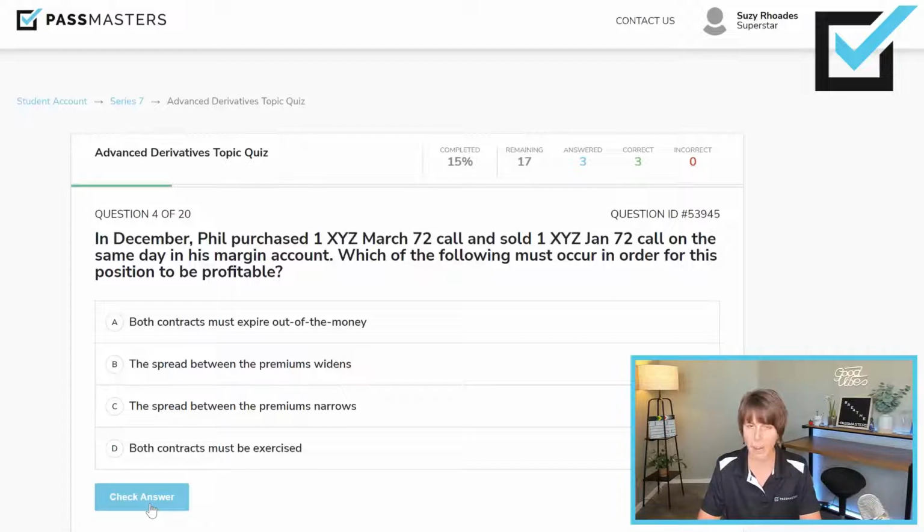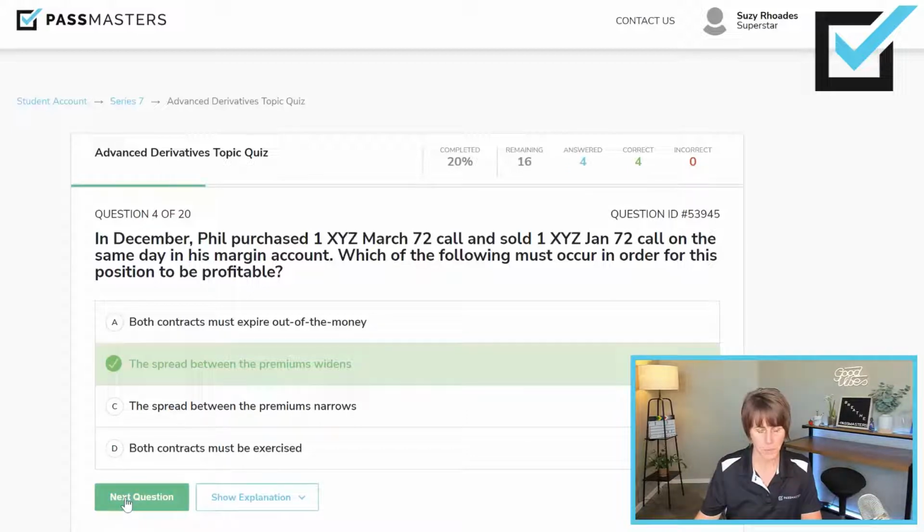Both contracts must expire out of the money? No. The spread between the premiums widens? I like that. The spread between the premiums narrows, or both contracts must be exercised. We want, in this question, the spread between the premiums to widen. Because the strike price on both of these contracts is the same, there is no benefit in having both of the contracts exercised. Normally, when we have a debit spread, a lot of spreads are the vertical spread where the prices are different, but here we had the prices the same.